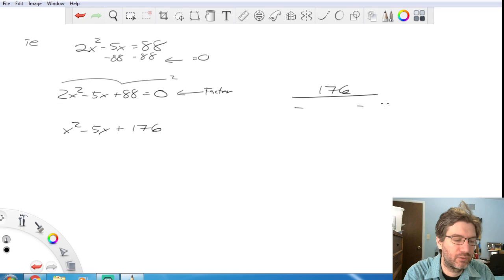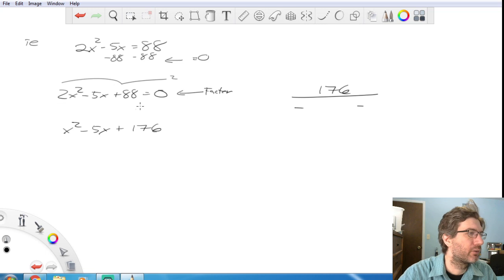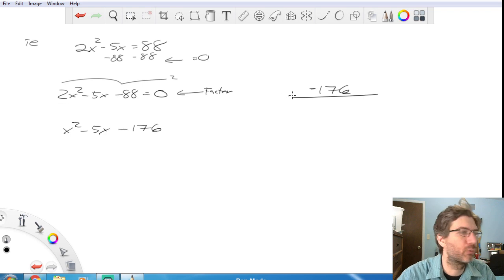Yeah, I'm not finding one for this either. Well, first off, this is negative. That's a problem. I'm subtracting 88, so this has to be negative, which means one of these is positive and one of them is negative. So there's one mistake I made.